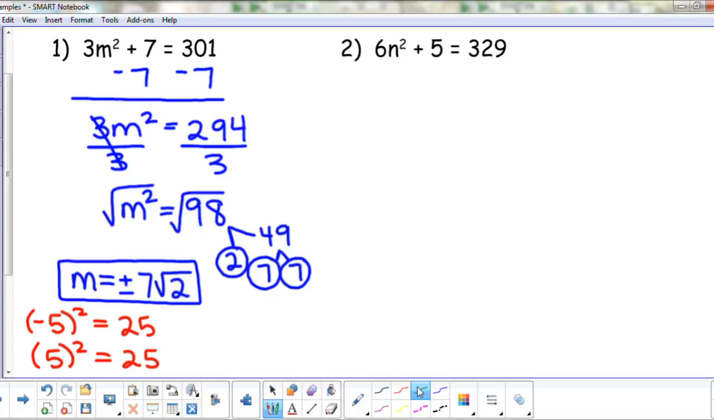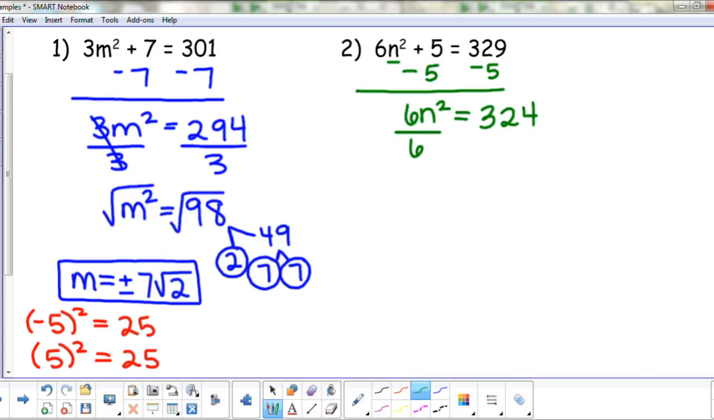I'm going to do the exact same thing in number 2. This time I need to solve for the n squared. So I'm going to subtract 5 on both sides. That's going to leave me with 6n squared equal to 324. I'm going to divide by 6 on both sides, and my n squared is going to end up equaling 54.